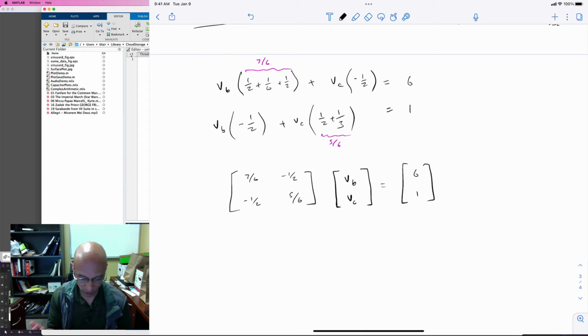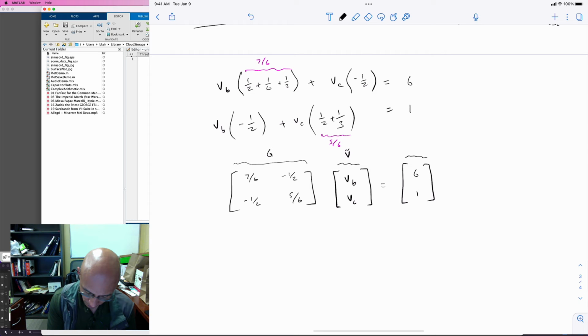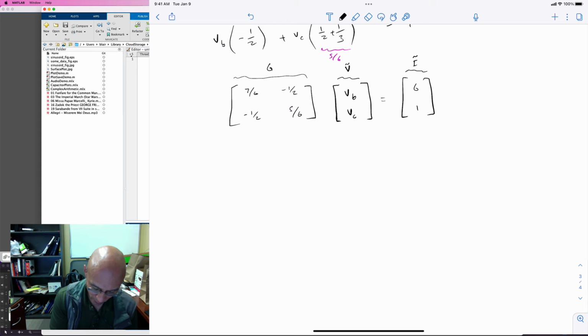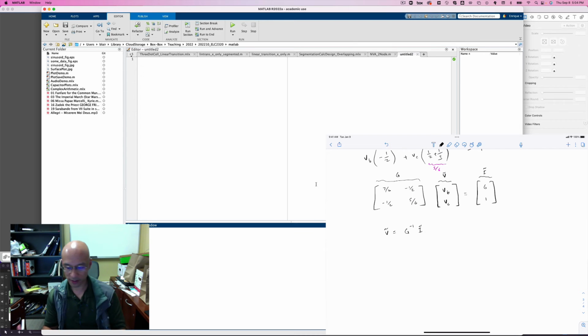Notice that with two unknown nodes, we need two equations, and so you get a 2 by 2 matrix here. I'm going to call this G because everything in here has units of inverse resistance, so that's a conductance. I'm going to call this one a vector V, and this a vector I. We can solve this mathematically. We would write V, because that's what we're trying to get, as V equals G inverse times I. Let me show you how to do this in MATLAB.